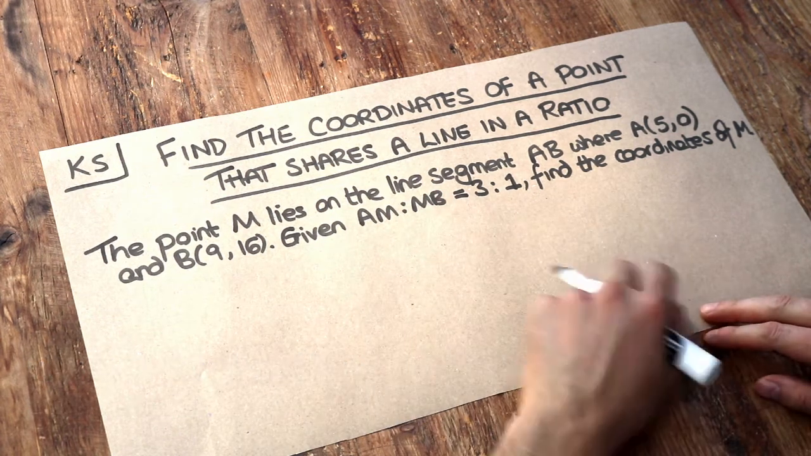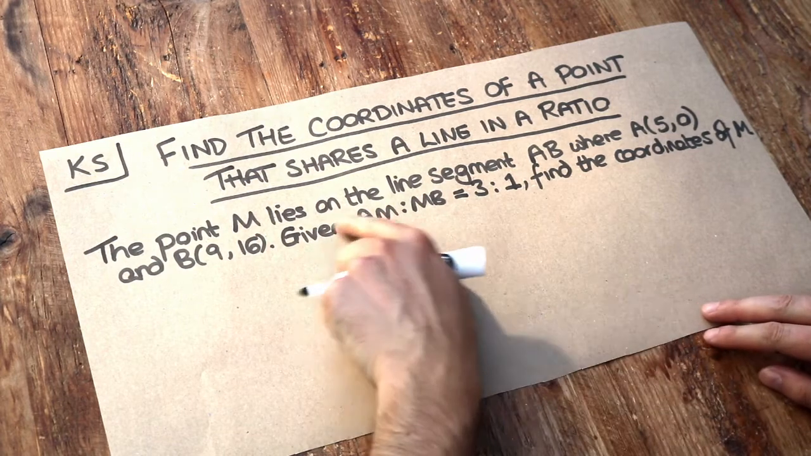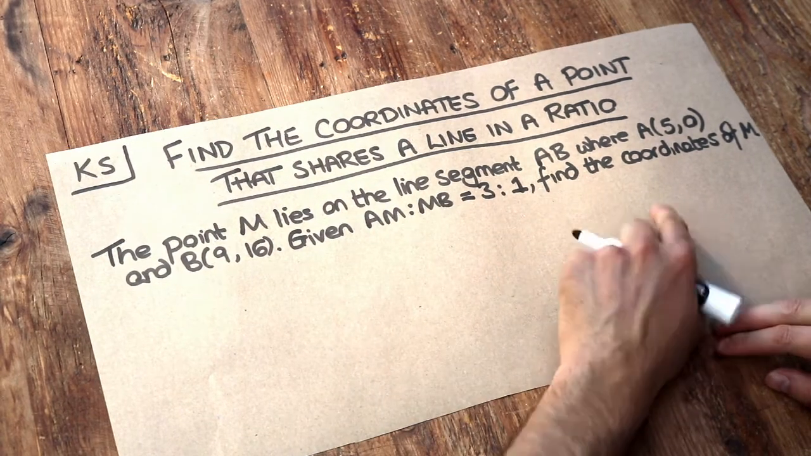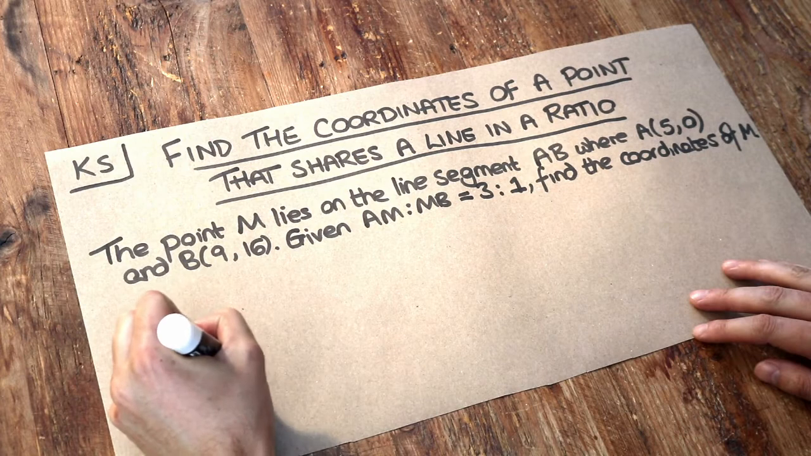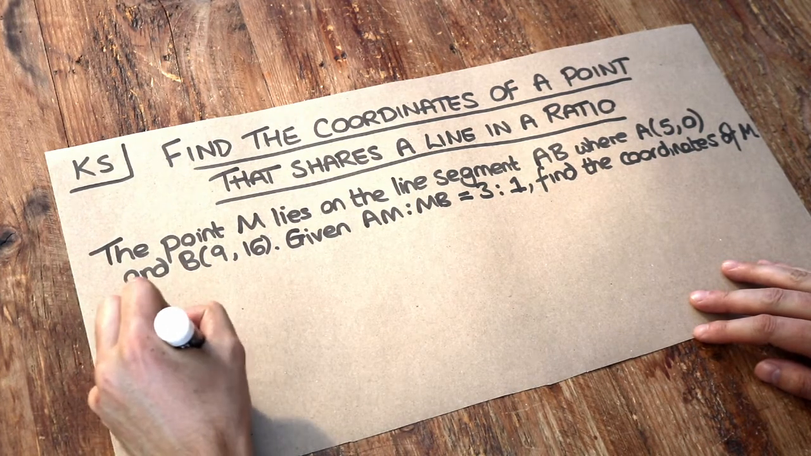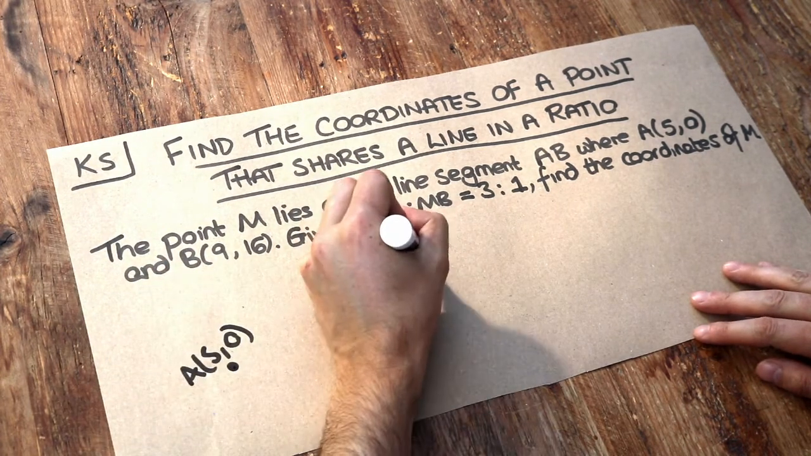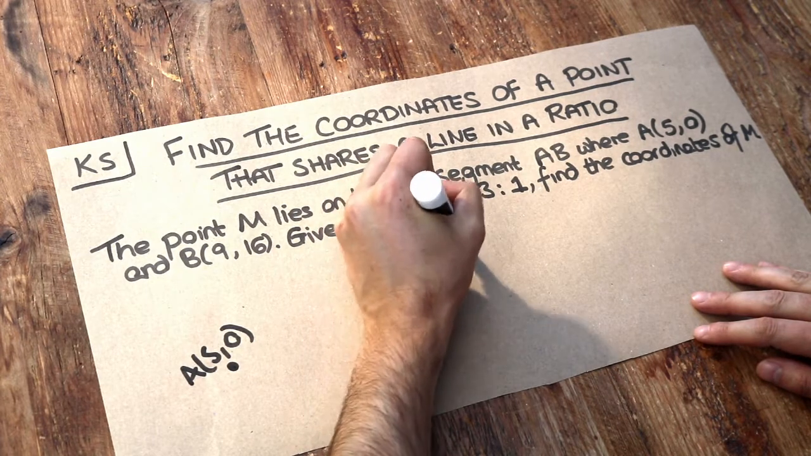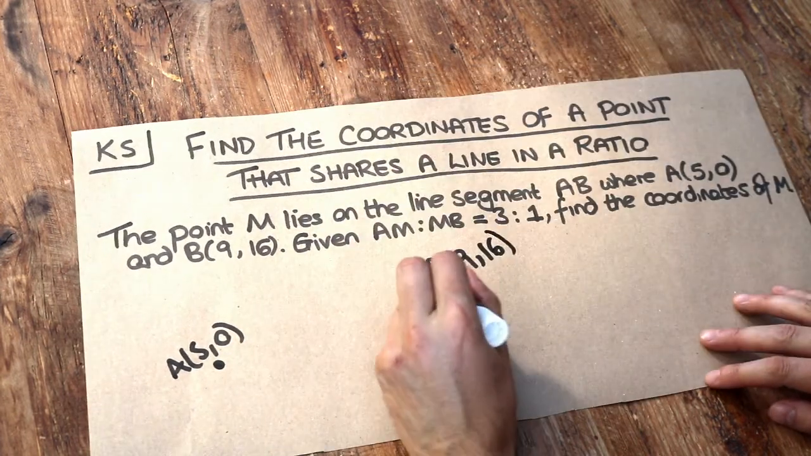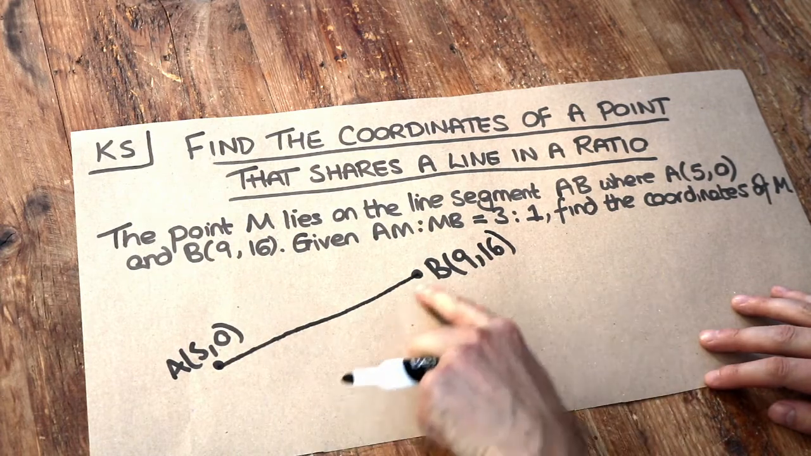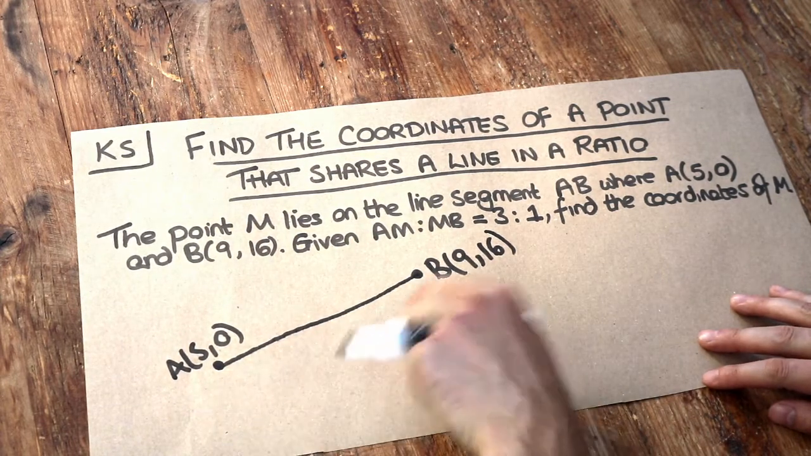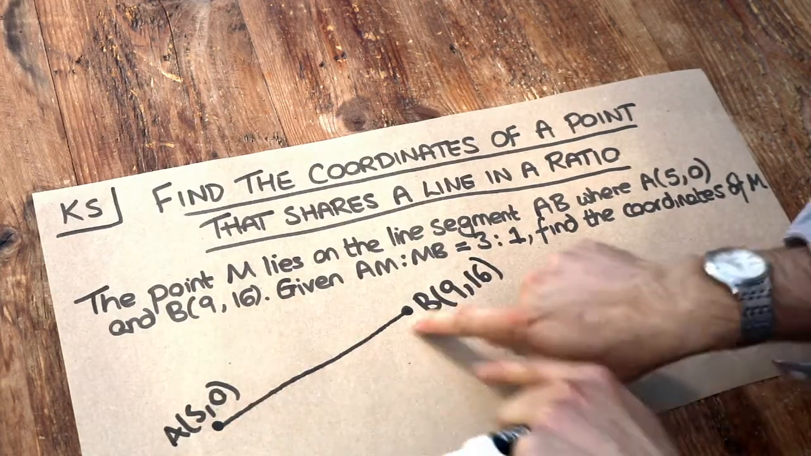So let's consider this example here. The point M lies on the line segment AB. So let's draw a line segment AB where A is (5, 0) and B is (9, 16). And we have a line segment connecting them. That's just a finitely long line that connects 2 points. It's not infinitely long, so it doesn't pass A, doesn't pass B.